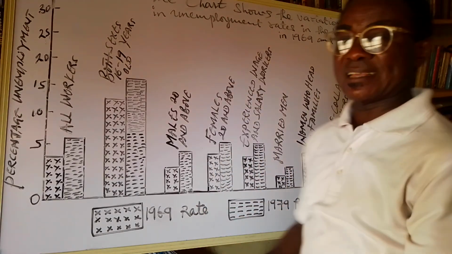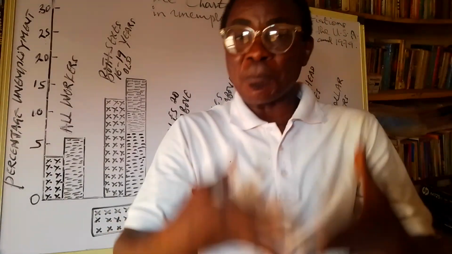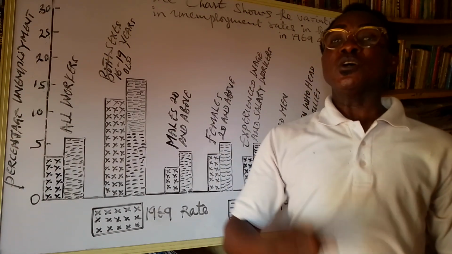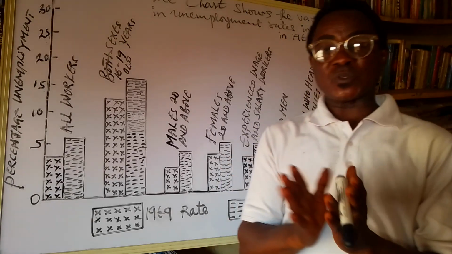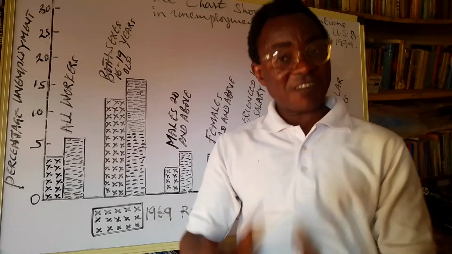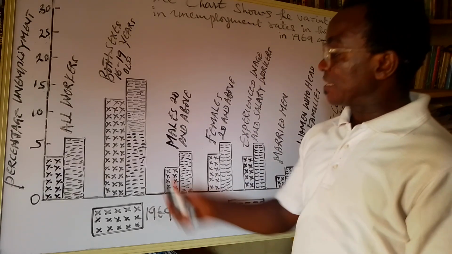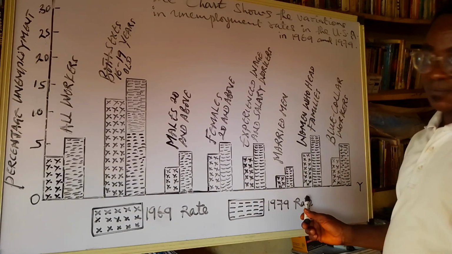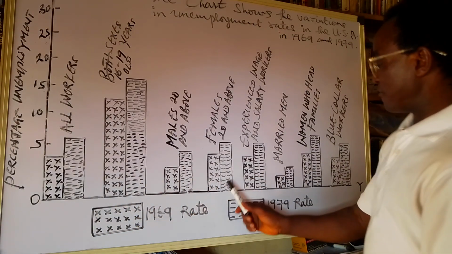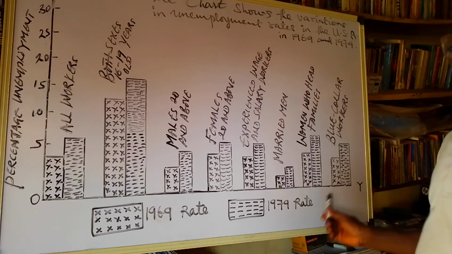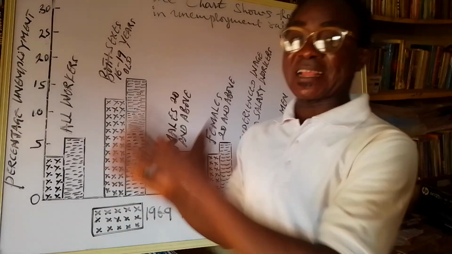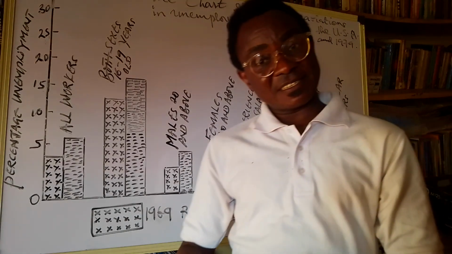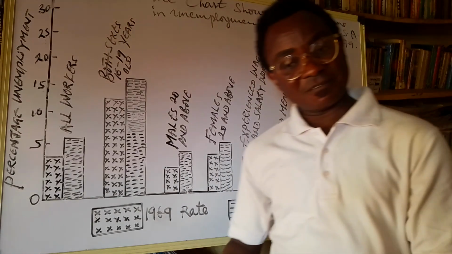The chart we have here is an example of a multiple bar chart. That is a bar chart where multiple bars, when we say multiple bars, I mean 2 or more bars, are grouped together to represent varying values. In this case, you can see that there are 8 groups of bars. 1, 2, 3, 4, 5, 6, 7, 8. Each group of bars contains unemployment values for 1969 and unemployment values for 1979.